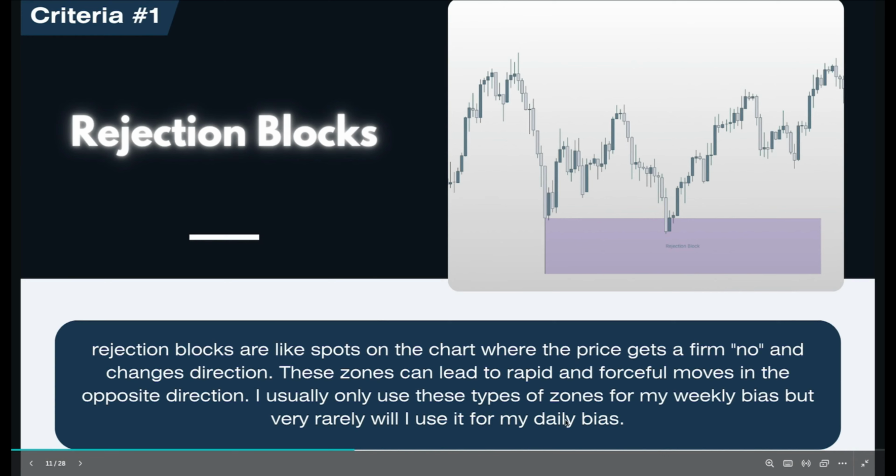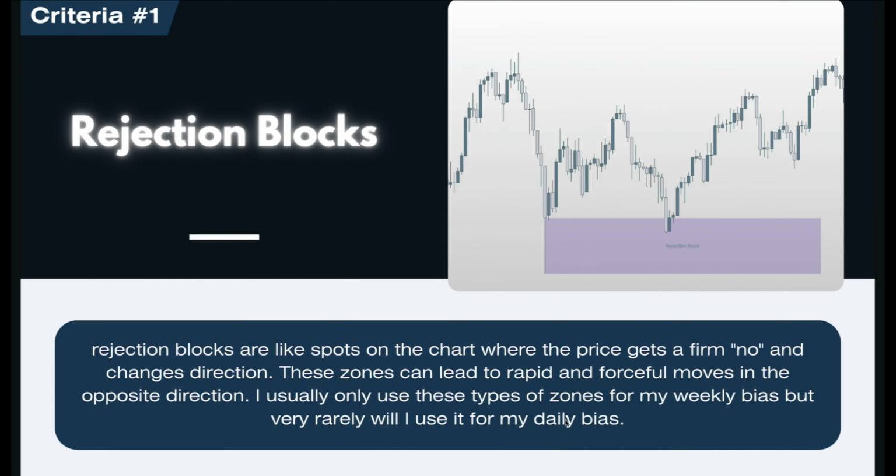First one is rejection blocks. Rejection blocks are spots on the chart where the price gets a firm no and changes direction. These zones can lead to rapid and forceful moves in the opposite direction. I usually only use these types of zones for my weekly bias, but very rarely will I use them for my daily bias. Usually with a rejection block, you'll see price tap into it and only leave a wick behind.